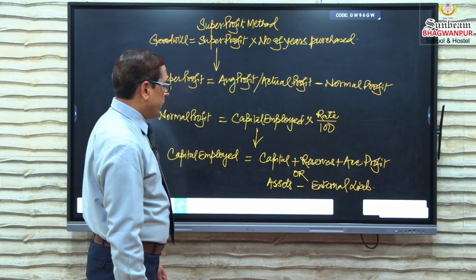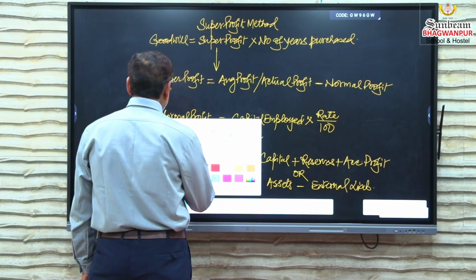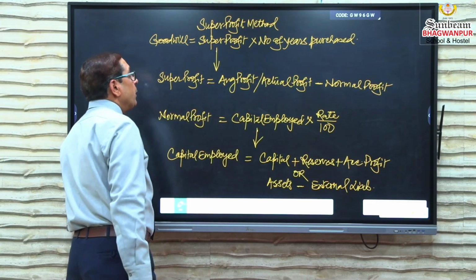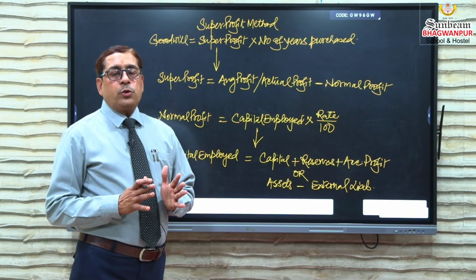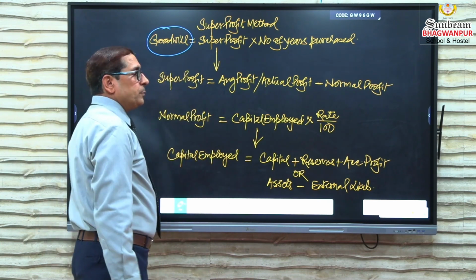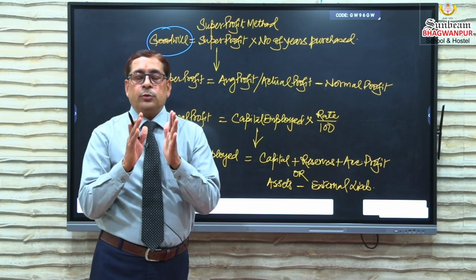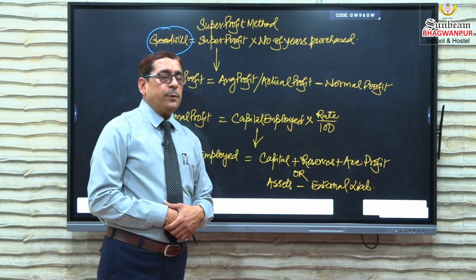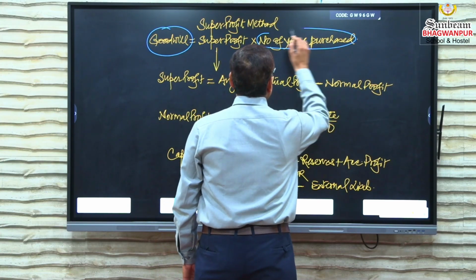that is the external liability. Now in this part, one more thing you should remember. Sometimes in the question, goodwill is given. The goodwill of the firm is say 24,000 rupees. Number of years, that is also given in the question.